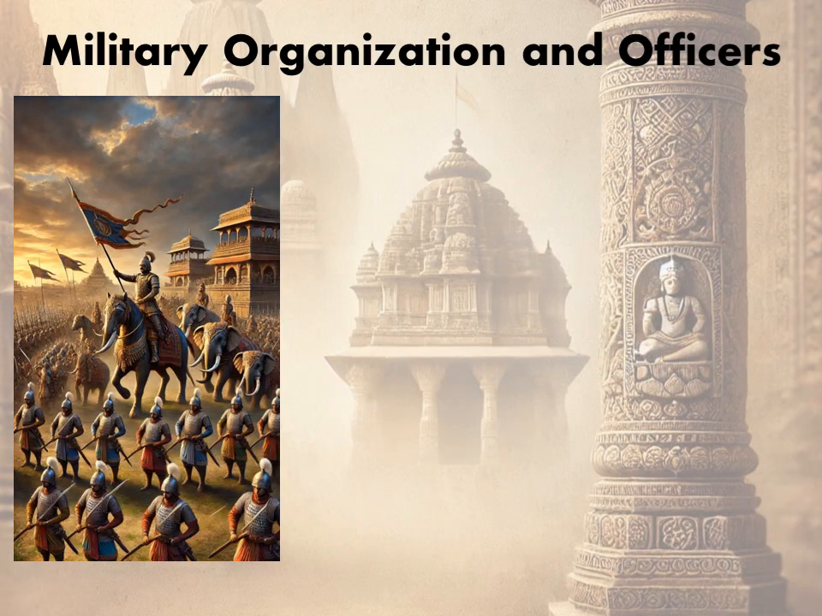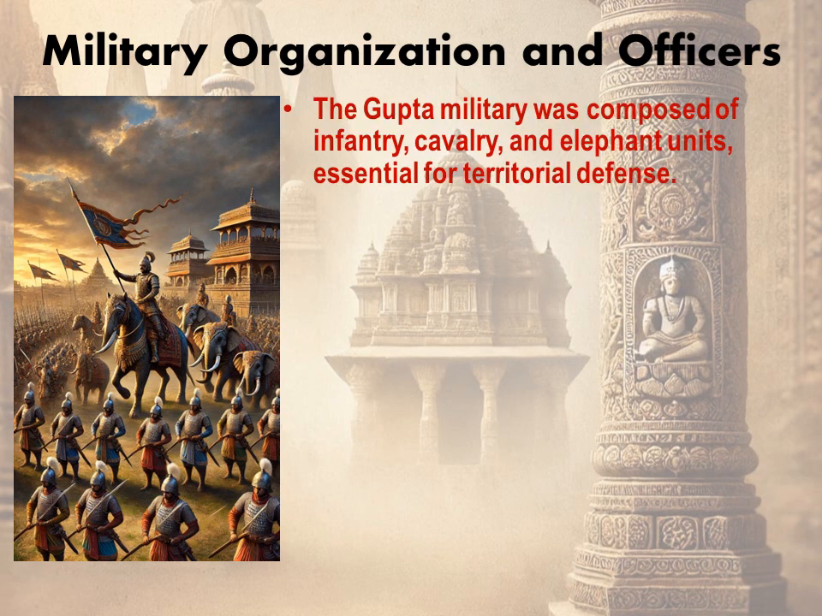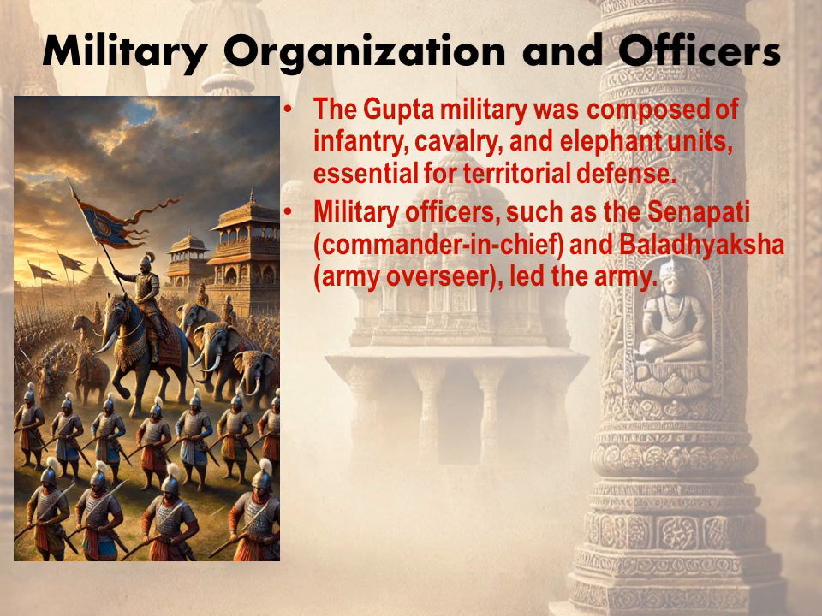Military organization and officers. The Gupta military was composed of infantry, cavalry, and elephant units essential for territorial defense. Military officers such as the Senapati, which is the commander-in-chief, and the Baladhyaksha, which is the army overseer, led the army.